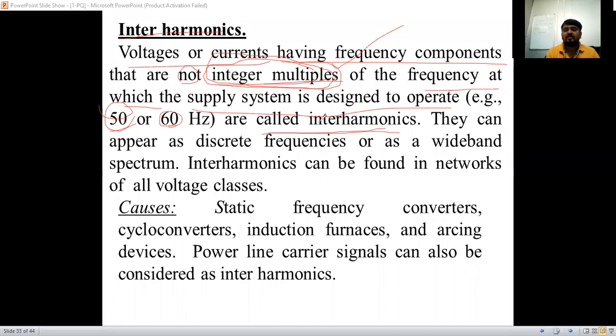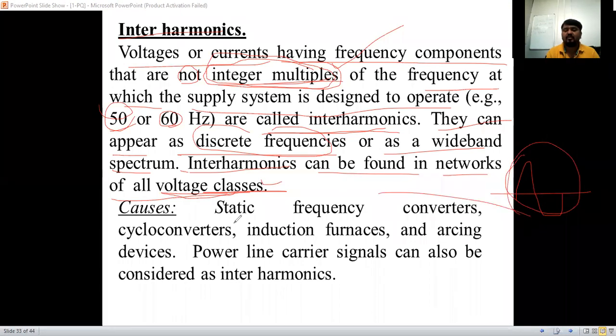They can appear as discrete frequencies or as a wideband spectrum. So interharmonics can be found in networks of all voltage classes. Anywhere these are commonly available. Whatever the sine waveform is there, that is the first harmonic only. The cause for this one is static frequency converters.